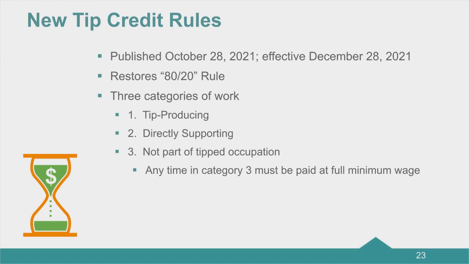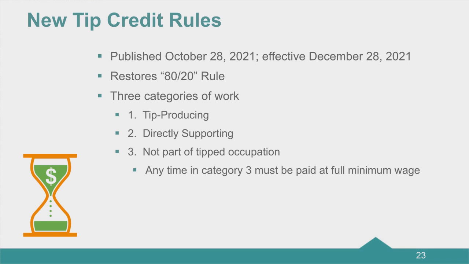and still get the benefit of getting the credit for the tips that they're receiving. So the Department of Labor had implemented what's called the 80-20 rule. You're probably familiar if you have tipped employees. And what that means is that at least 80% of work needed to be devoted to tip-producing activities in order to take the tip credit. And only 20% of the time could be used for non-tip producing activities. And if more time was spent in non-tip producing activities, then the tip credit couldn't be used, or you would risk losing the tip credit.